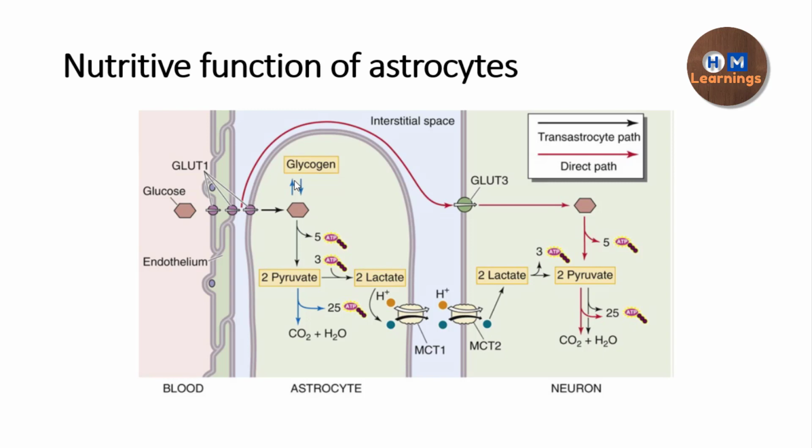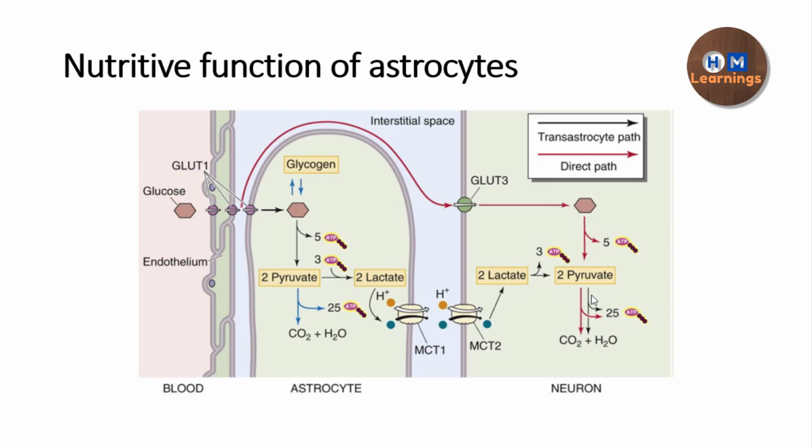When the blood supply is varying or the neural activity is varying, in that case this glycogen will be broken down into glucose, then converted into pyruvate, then lactate, and this lactate, with the help of a monocarboxylate transporter, enters into the brain ECF, and then with the help of another monocarboxylate transporter, it enters inside the neuron. Now this lactate will be converted first into pyruvate, and then further metabolized to get ATP. So this is one of the pathways by which the astrocytes provide nutrition to the neuron.